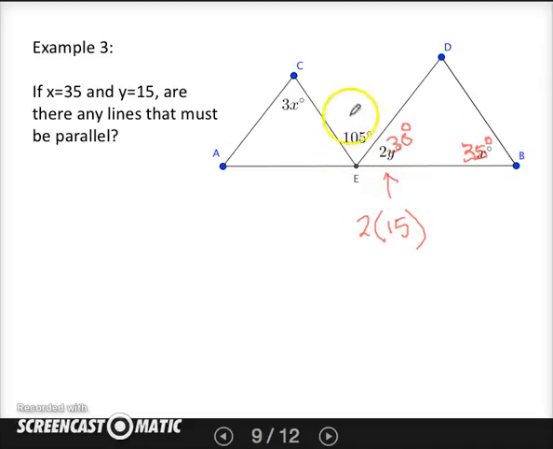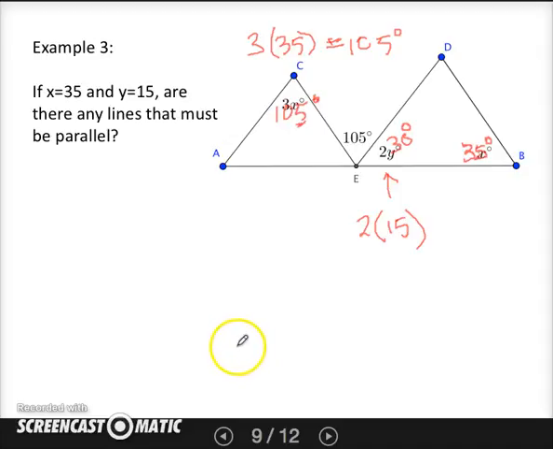We have 105 here, and then we have 3x here. So 3 times the value of x, which is 35, is 105. So this angle has a measure of 105 degrees. All right.